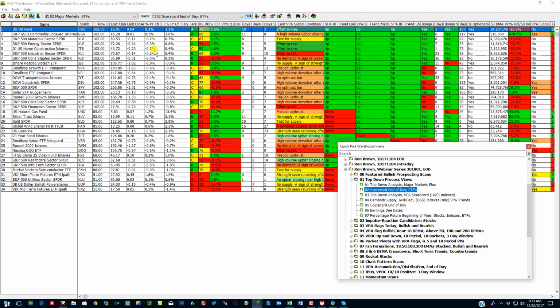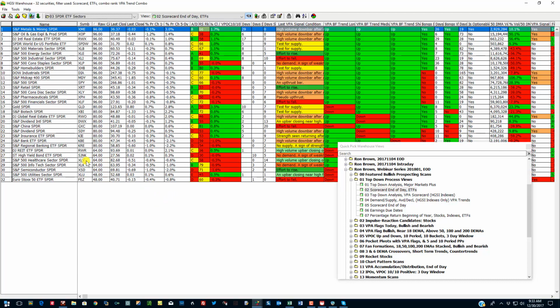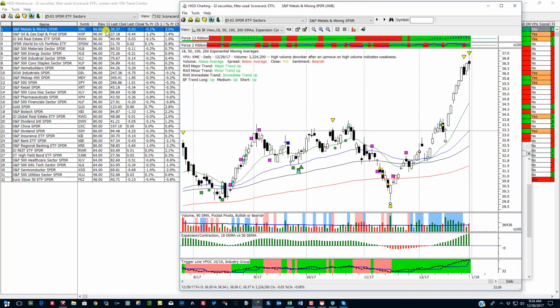I'm going to go back to the scorecard end of day, and I'll drop down to the next folder, which is my Spider ETFs. These are all SPDR ETFs, and I am still using the multiple sort. If I hold my mouse over here, it tells me what my sort is. It's a raw combo plus a percentage price change 5-day. So the metal and mining XME Spider, you can see that this thing has been on fire over the past several days.